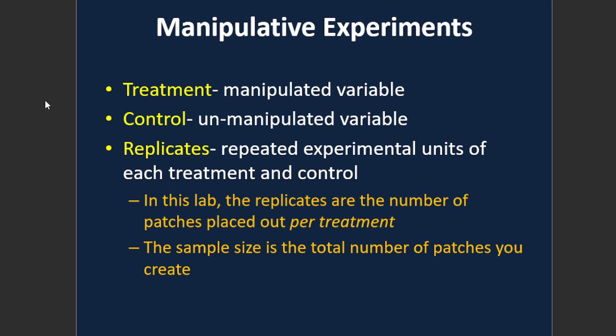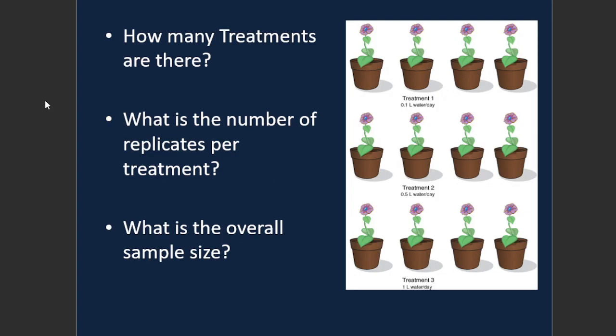So it's not just 2 because you're performing 2, but it's the amount the entire class performs. So however many people in the class times 2. The sample size is the total number of patches you create, so 3 times the total number of replicates. So how many treatments are there? This is an example. So you have treatment 1, treatment 2, and treatment 3. Then what is the number of replicates per treatment? So you have 4 replicates per treatment. Then the overall sample size is the overall number of plots in this, so 3 times 4.